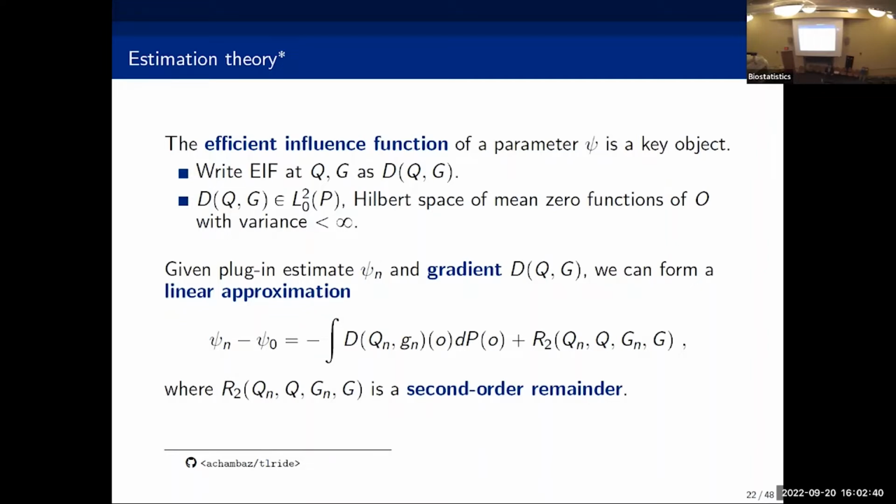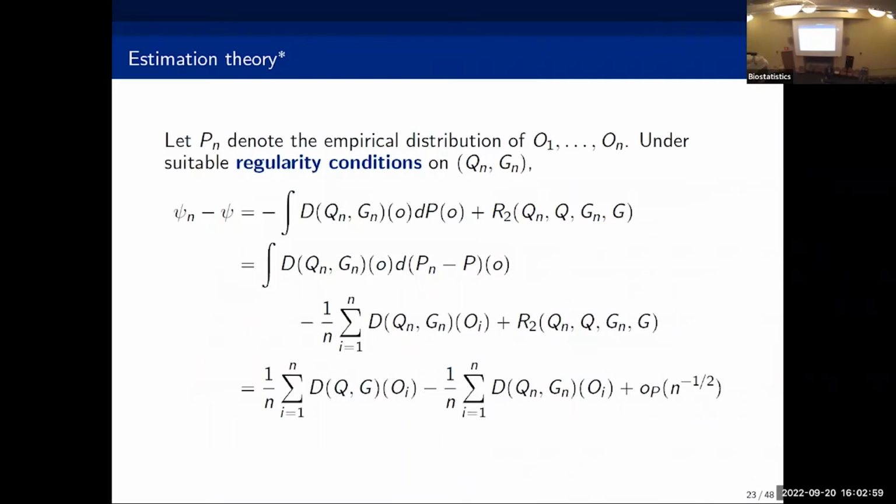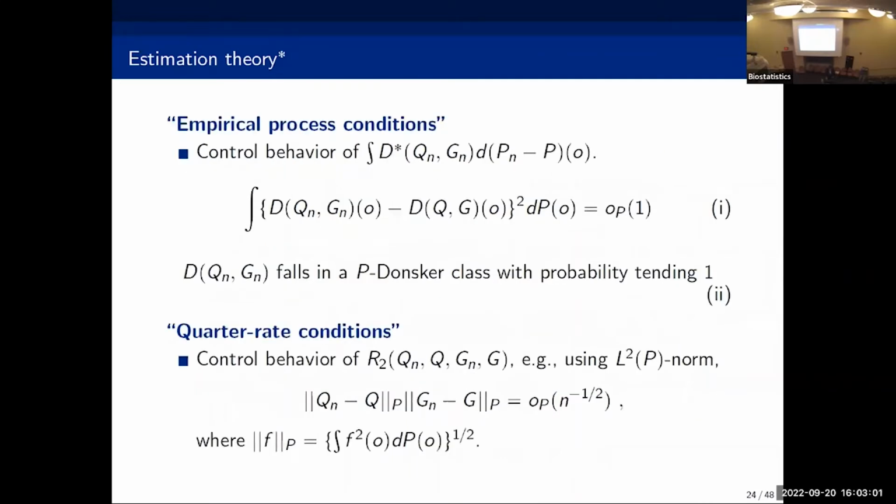And once we have that efficient influence function, we can provide a linear approximation. It's basically a very fancy Taylor expansion. So we provide a very fancy Taylor expansion that provides an approximation to this parameter. And that approximation, this linear approximation, is the foundational building block for how we study the asymptotic behavior of this. So this is too much for this talk, but I'll just mention a couple things that come into play here.